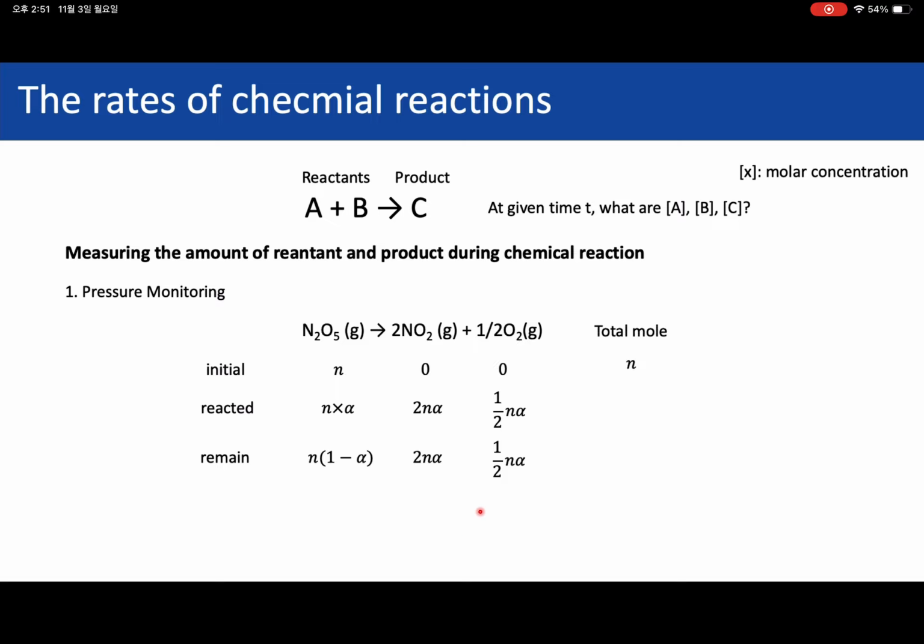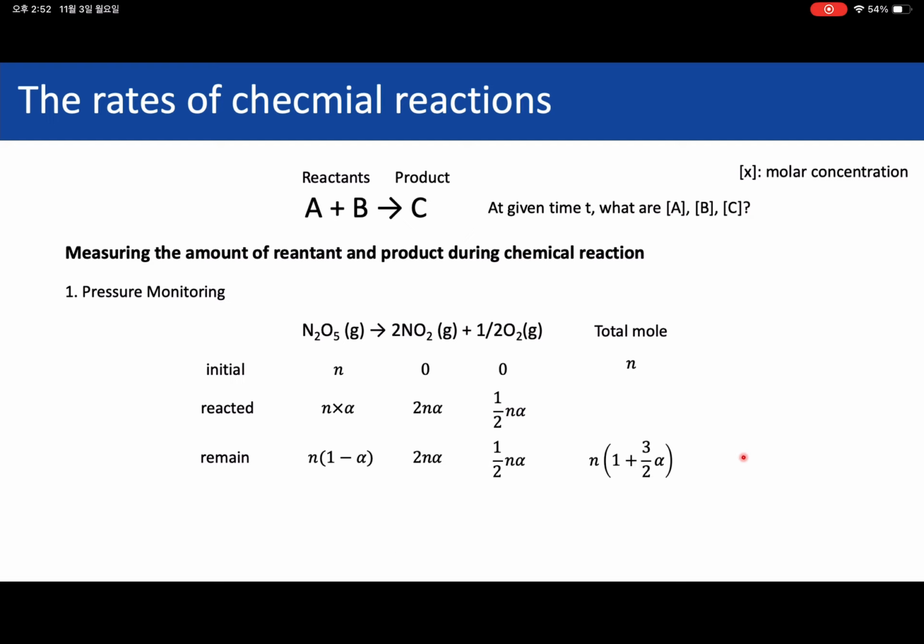Then the total amount of gas in the initial state is n mole. However, after the reaction, adding those three values, we will have n(1 plus 3 over 2 alpha). Since alpha is between 0 and 1, we know that this value is always larger than the initial n.